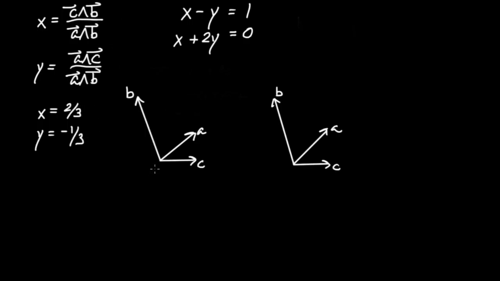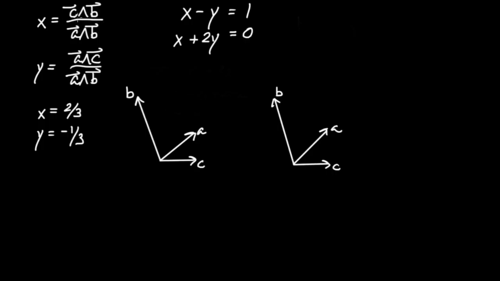So what I've done here is I've drawn in the three column vectors, a, b, and c. A was 1, 1. B was 1, minus 1, 2. And then I have c, which is 1, 0. And I've just copied that over here. One picture is going to be for x, and the other is going to be for y. So let's draw in some wedge products here.